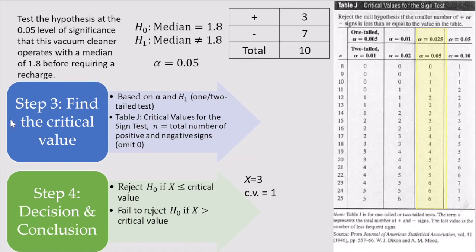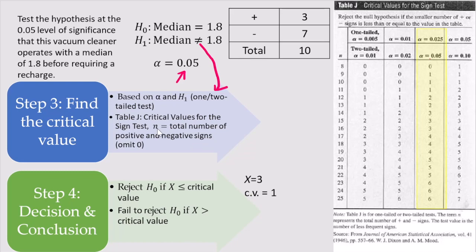And moving on to step number 3, finding the critical value, which is based on the alpha and the alternative hypothesis. Now, the alternative hypothesis has the unequal sign, which means that we now have a two-tailed test. We would look at alpha when it is two-tailed over here. Alpha is 0.05. So our critical value would be somewhere along this yellow column.